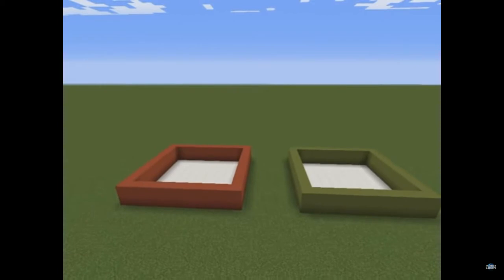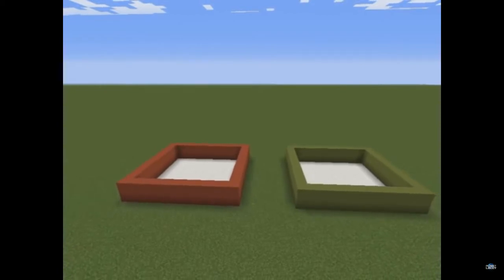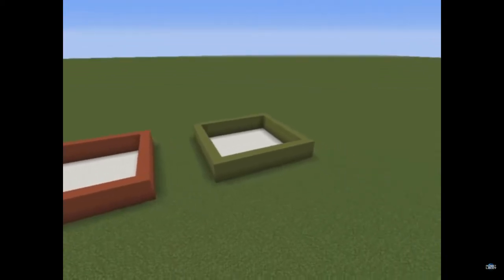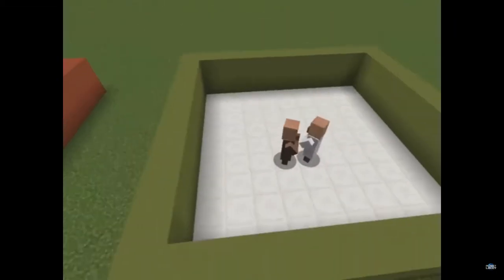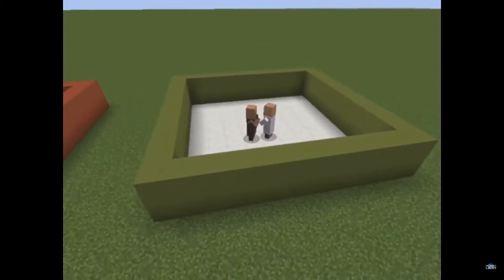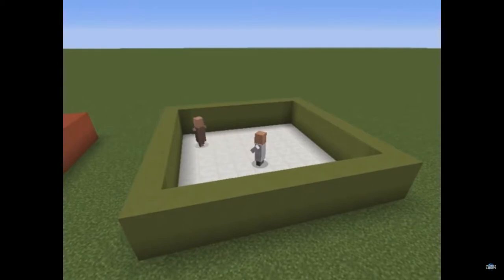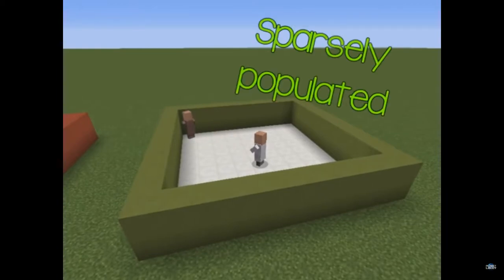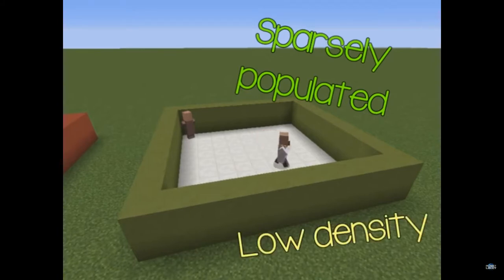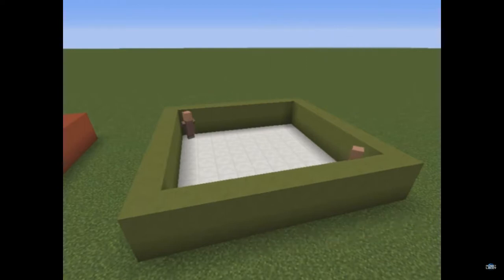Right, it's time to populate these areas. Let's start by putting the villages in one of these areas. We're going to start with the green. Now I'm going to put 2 villages, 1 and 2, into this area. As you can see, there's not really a lot of room being taken up. We call this sparsely populated. Now another way that you could put this is that it's a low density area. These guys, as you can see here, have got plenty of room to themselves. They have all this space and there's only 2 of them to take it up.